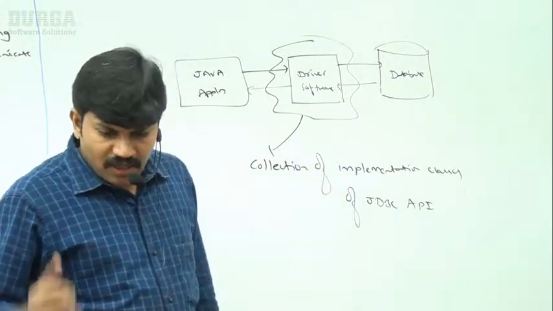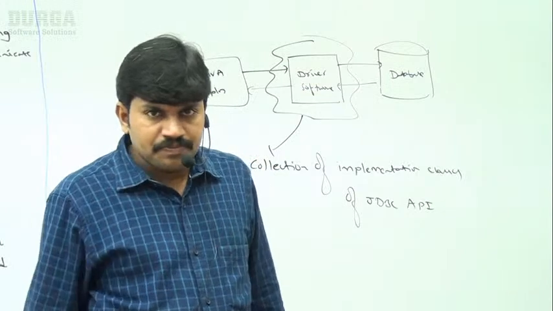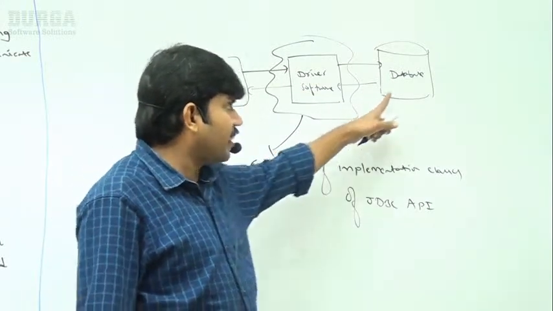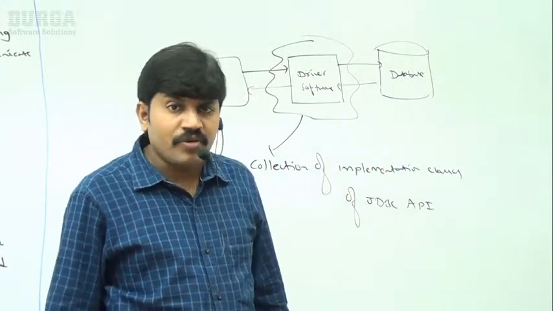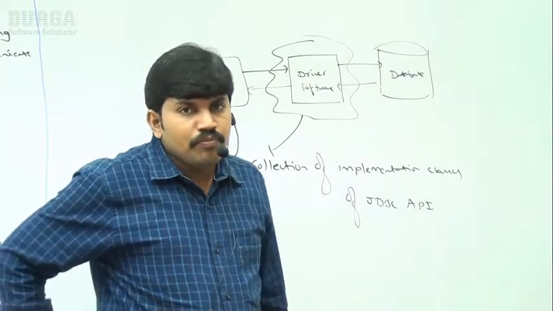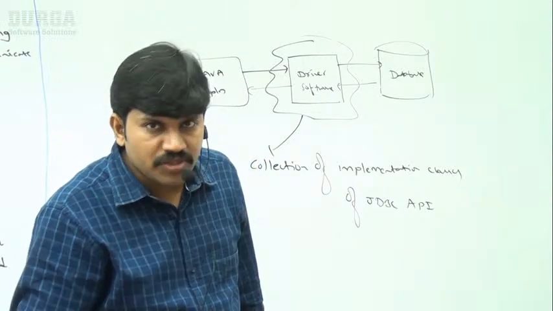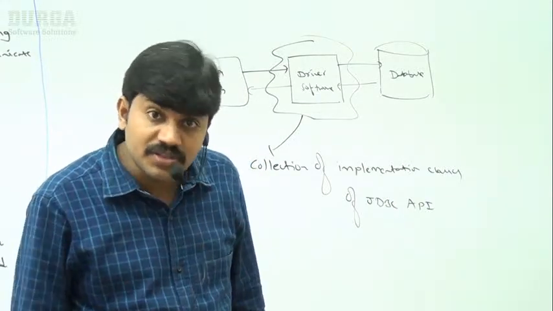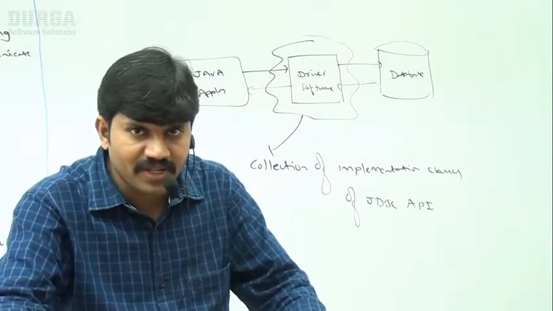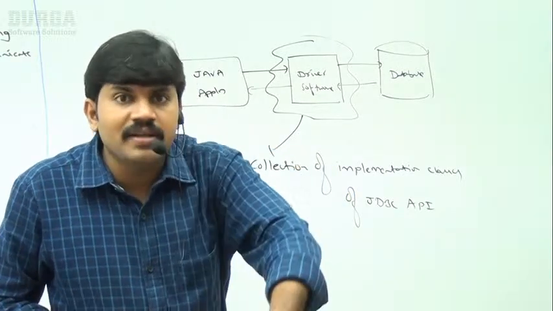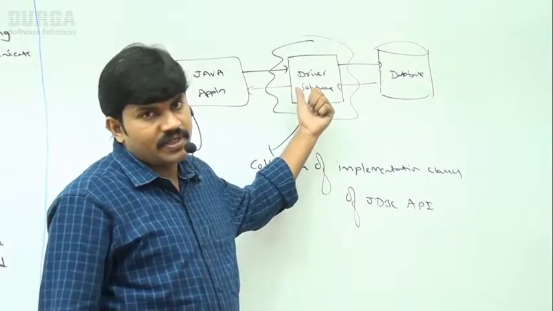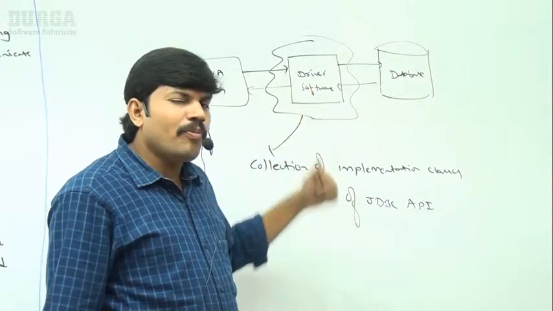I will make a call to Oracle people. Sir, I want to communicate with the Oracle database. Can you please provide Oracle driver software? Then immediately Oracle people will provide OJDBC6.jar or OJDBC7.jar. Jar means what? A group of classes only, right? So that jar file itself is nothing but driver software. Remember this one.